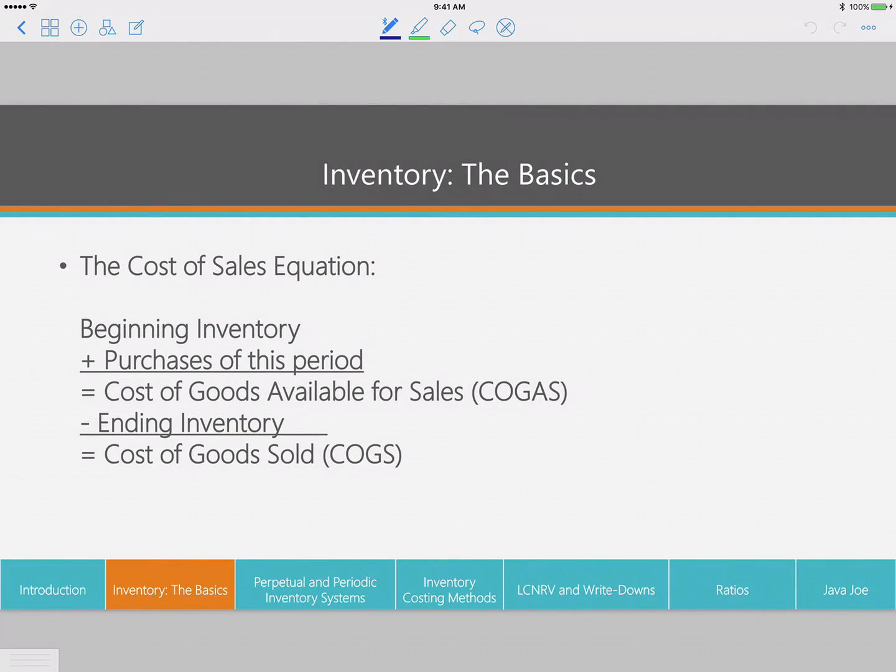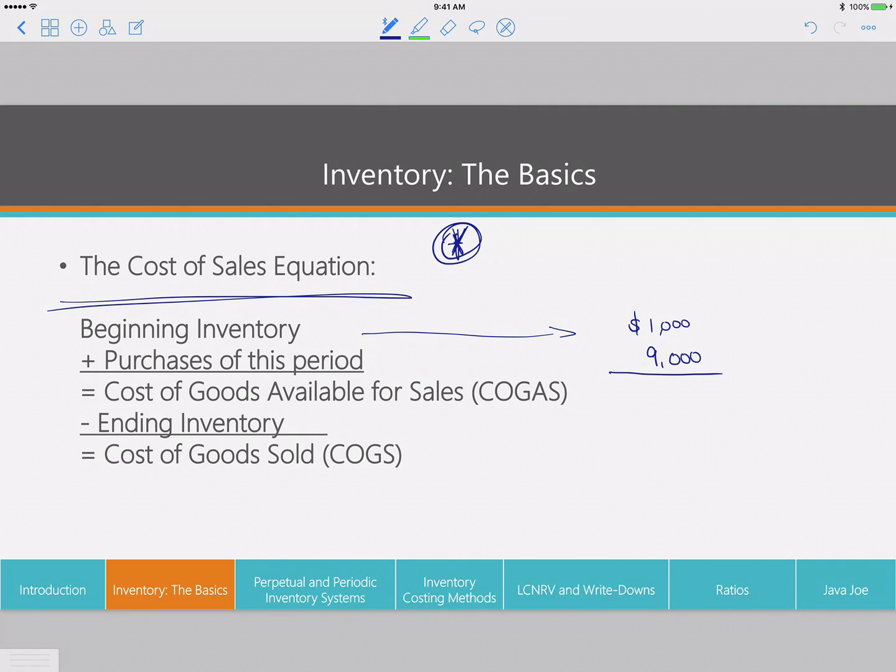So this here is very important, and you really need to know this. So I'm going to put a star. You need to know the cost of sales equation. And let's talk about it logically. At the beginning of the period, you're going to start off with your beginning inventory. So let's say you have $1,000 worth of inventory. Throughout the period, you're going to make purchases of inventory. So let's say we added $9,000, right?